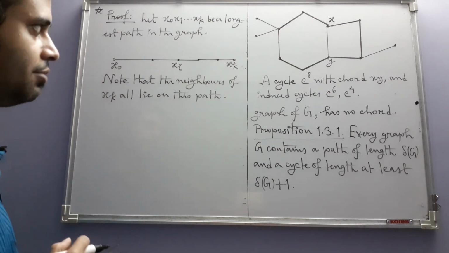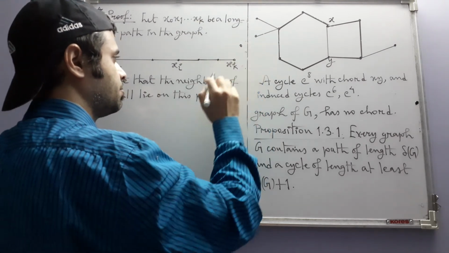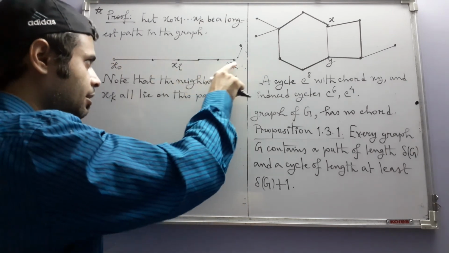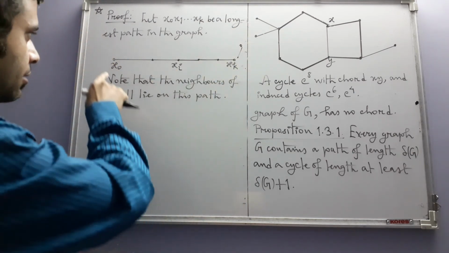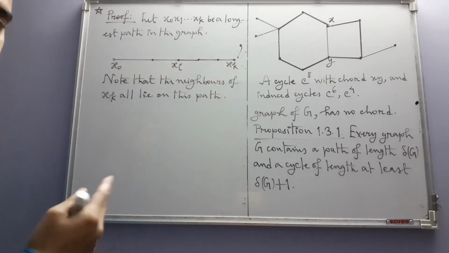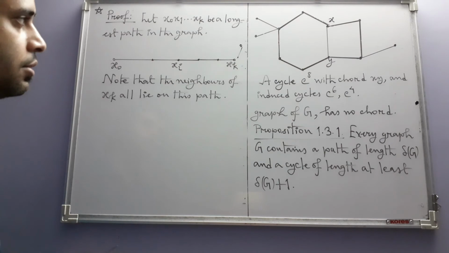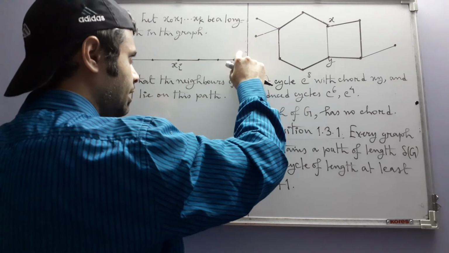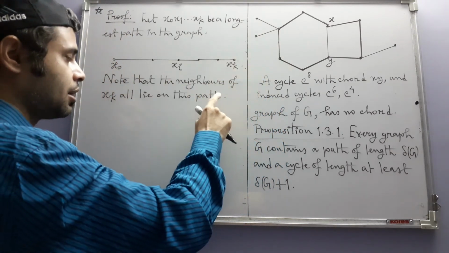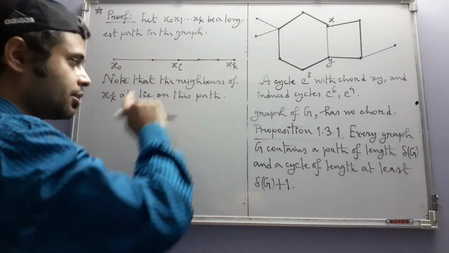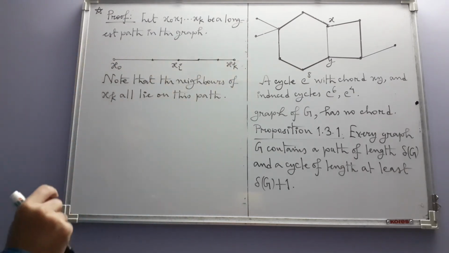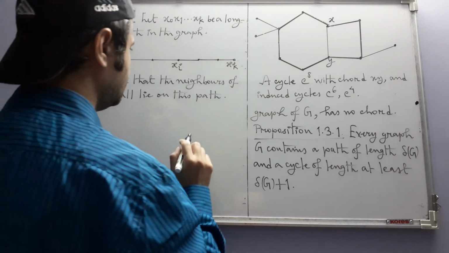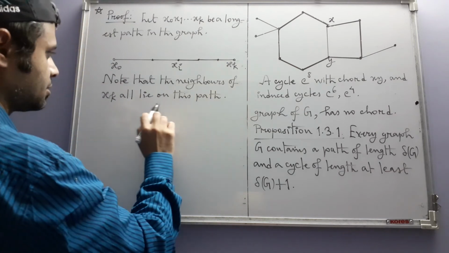The reason is that if say you have a neighbor of xk that is not lying on the path, then you get a longer path. But according to the way we have chosen this path, it's a path of longest possible length in the graph. So that will be violated, maximality of the length of this path. So that's why xk cannot be adjacent to any vertex that is not lying on the path. It must be adjacent to only vertices lying on the path. So that's why we are saying note that the neighbors of xk all lie on this path.